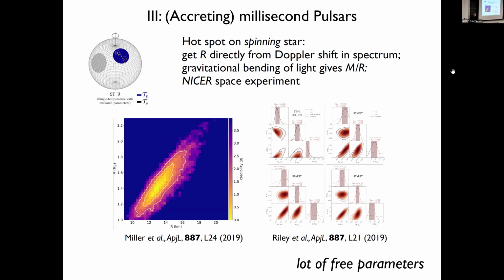But you have to fit for a lot of parameters over here, right? This is not a simple thing of taking a graph, looking at one point, and then dividing by 2 pi, and you've got it.